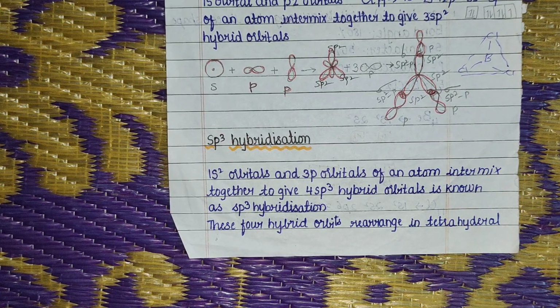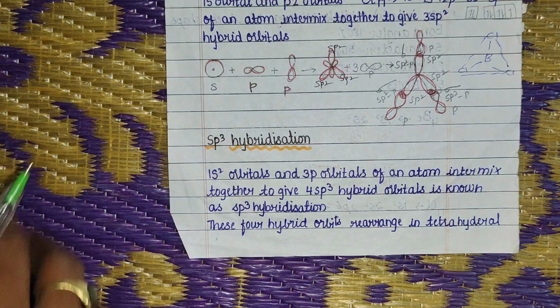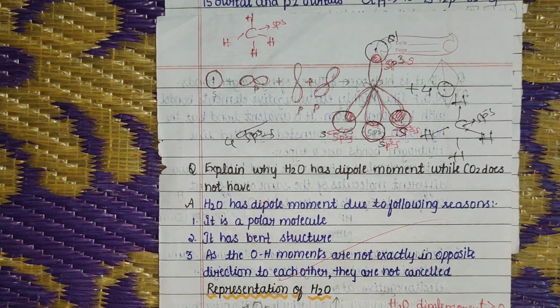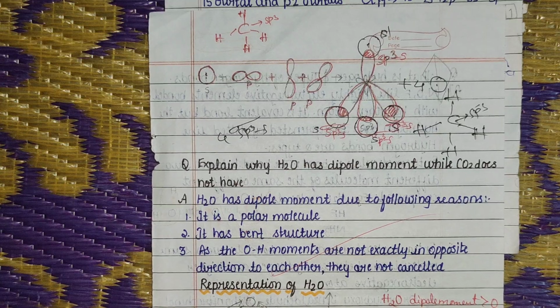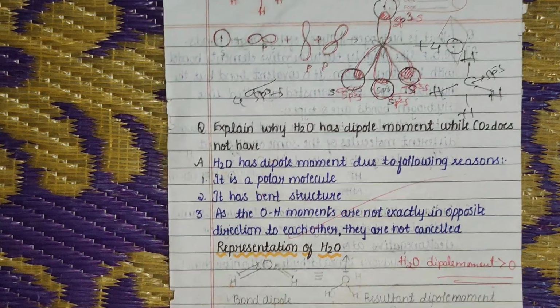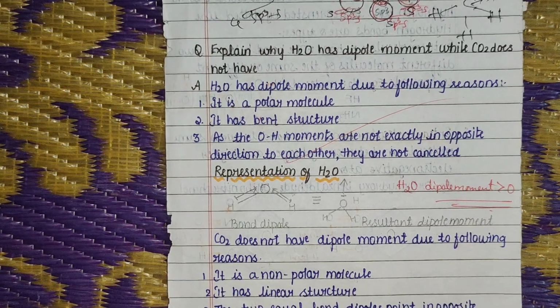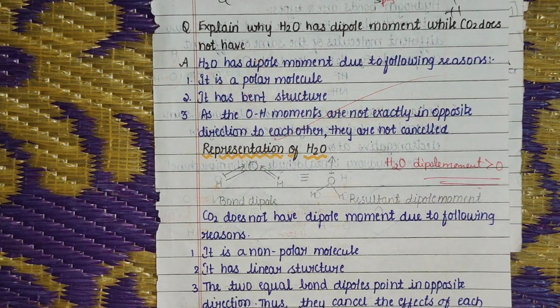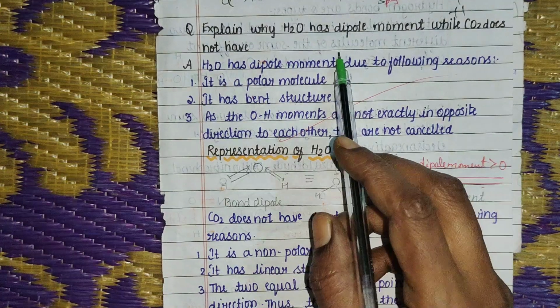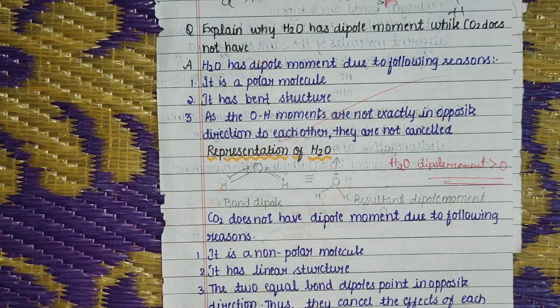This sp3 hybridization purpose you have to draw the structure. This structure is very important. Especially the methane molecule we have to take. Tetrahedral structure. Next, after that, important SAQ: explain the dipole moment and its characteristic properties, or else explain dipole moment in H2O and CO2.